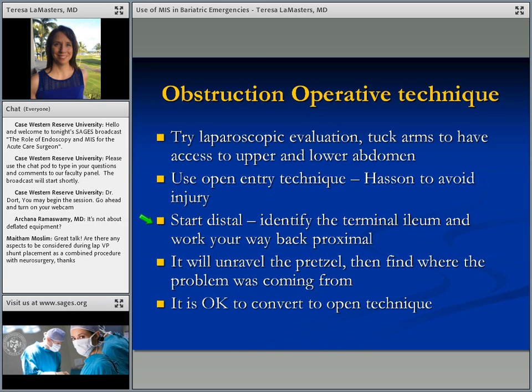These surgeries can be very confusing. Do not feel bad at all to convert to an open technique. If you get in there and it just doesn't make sense, just open the patient and take care of the problem. That's what's most important.